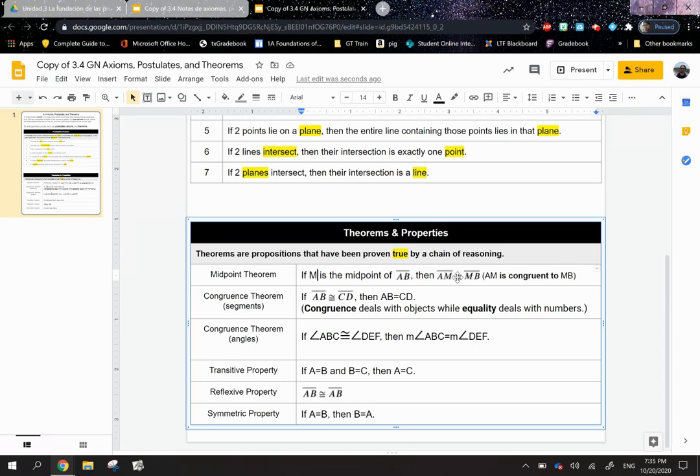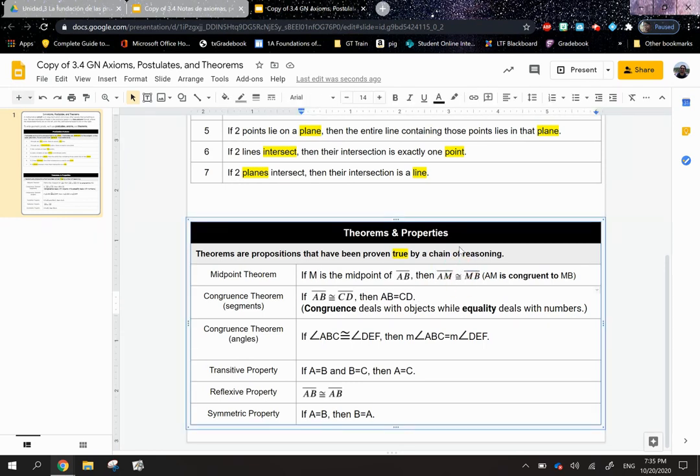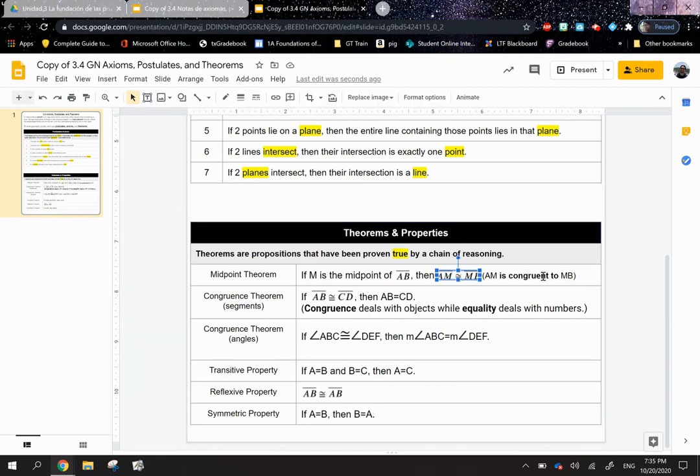Now we haven't really seen this symbol around, the equal sign with the wavy line on the top, which is called a tilde. That symbol means congruent. And the way that we read this statement right here is segment AM is congruent to segment MB. Now we'll talk about what that congruence means in a little bit down here.